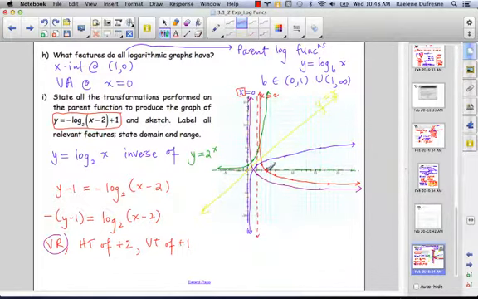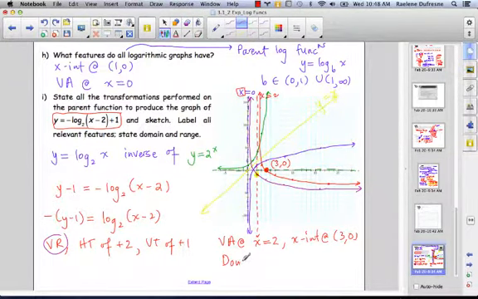If we label all the relevant features, we have an x-intercept and a vertical asymptote. The x-intercept we saw, if we took this purple point, I will highlight it. This purple point went over 2, up 1, and this purple point we had seen was (2, -1), so we go over 2, up 1 to (3, 0). So we have the x-intercept at (3, 0), a vertical asymptote at x equal to 2. We didn't end up crossing the y-axis, so we don't have a y-intercept.